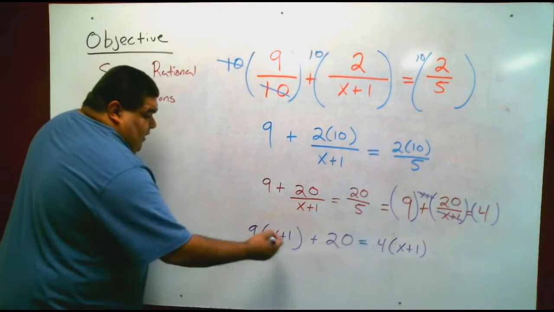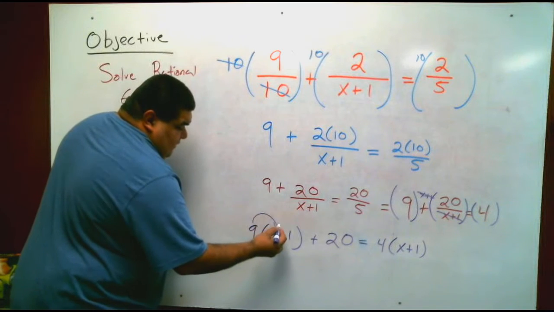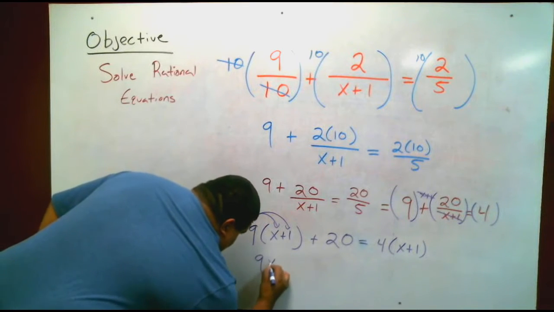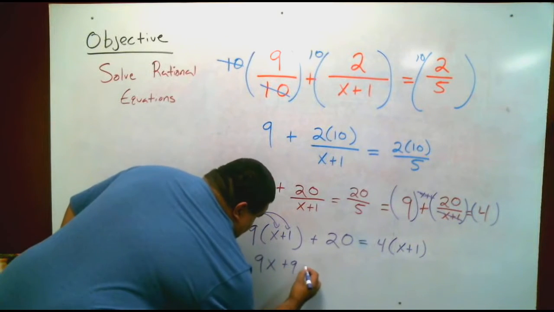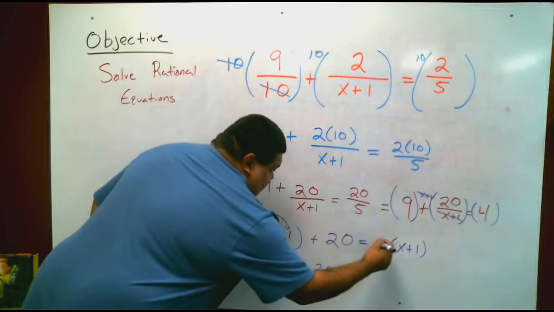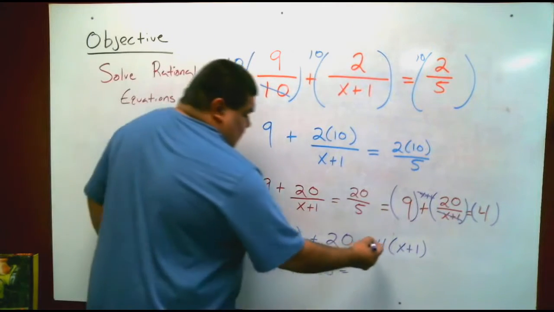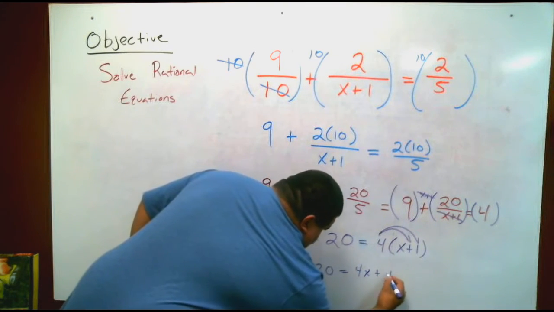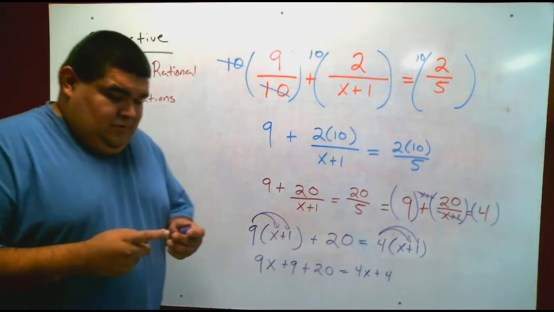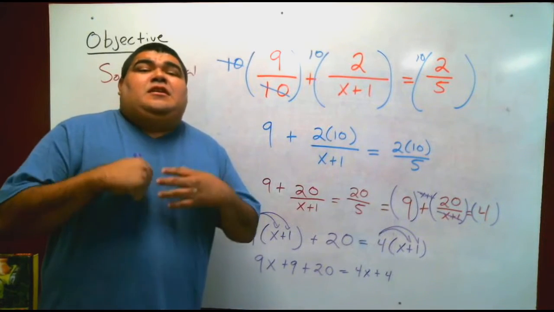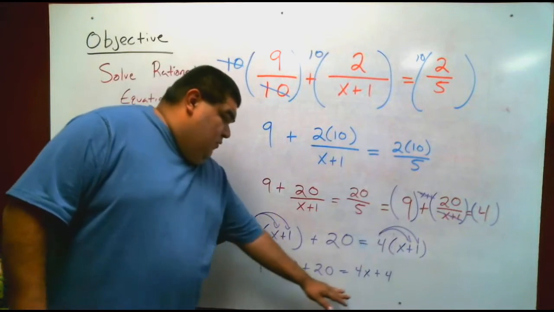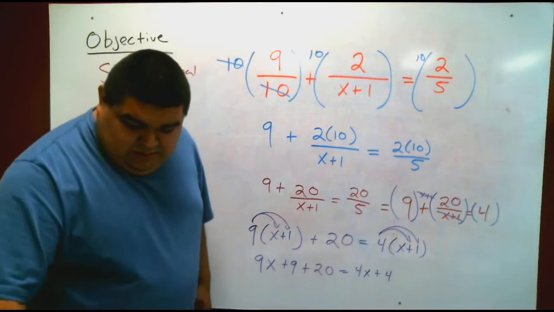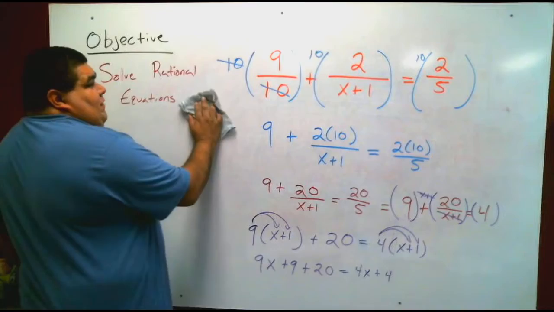Now that we have that, we can actually distribute 9 times x, 9 times 1. So 9 times x is 9x. 9 times 1 is plus 9, plus 20 equals, again we distribute, 4 times x and 4 times 1. So it becomes 4x plus 4. Now that we have this, it looks a lot simpler, right? Now it's all just numbers with variables. Now we can actually solve it. So I'm going to erase the top here. Make sure you have it on your notes.